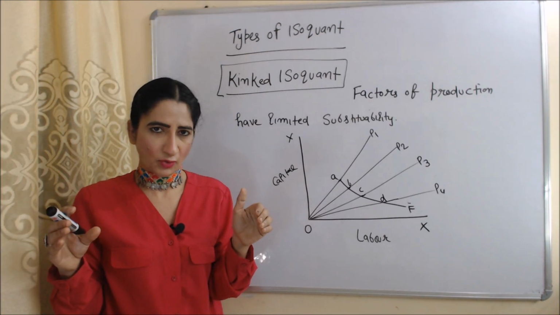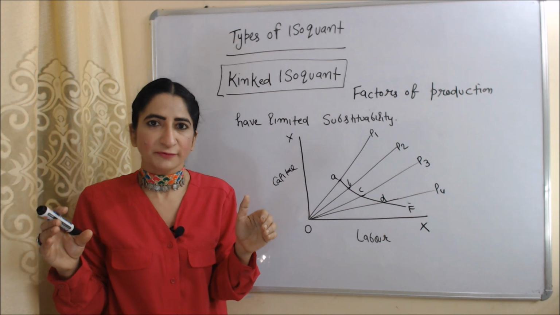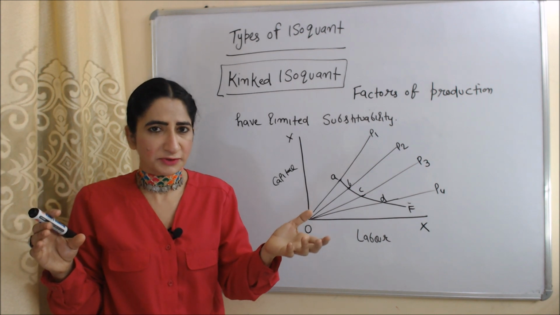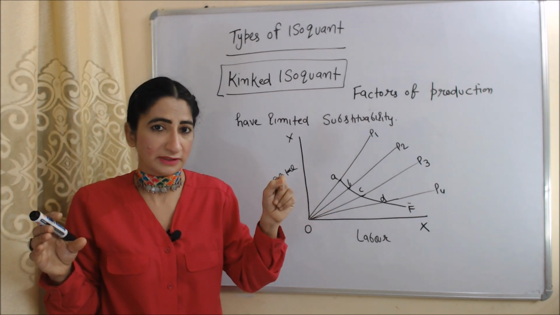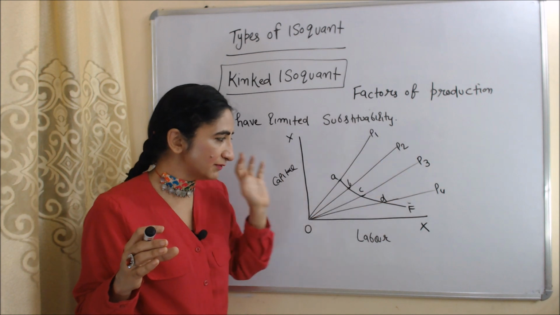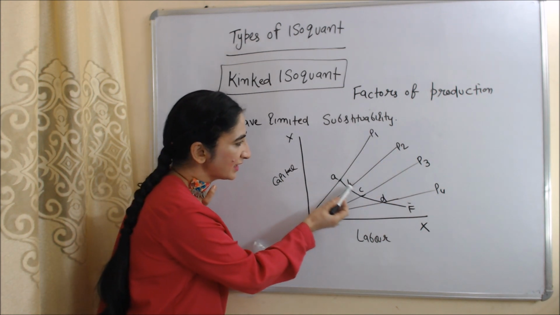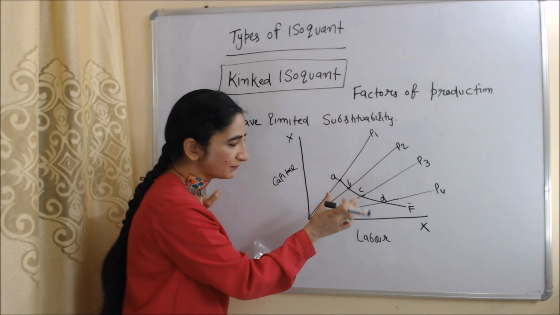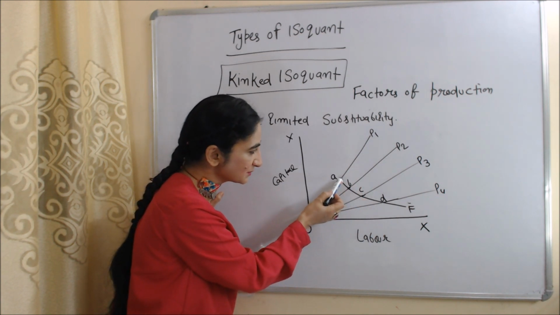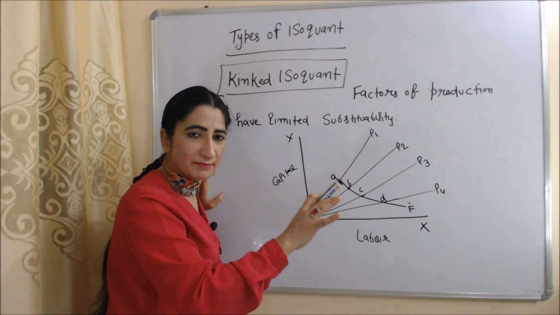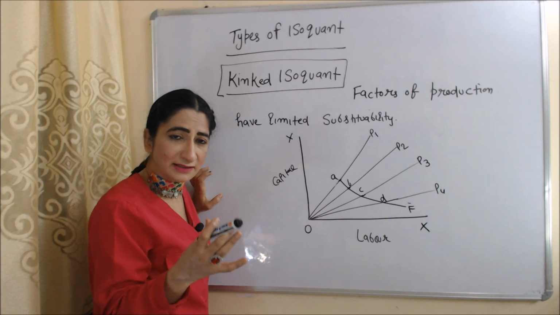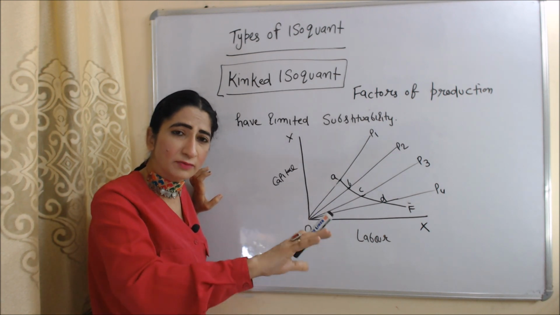Next is the kinked isoquant. According to the kinked isoquant, factors have limited substitutability. It means that up to a certain limit we can substitute the factors of production, but not beyond this limit. In this diagram you can see we have 4 methods of production, P1, P2, P3 and P4. Here you can see one kinked curve A, F, and we can substitute factors within the limit of this kinked curve. Or we can say that we can substitute factors of production within these points A, B, C, D, not beyond this point, because according to this isoquant, factors of production have limited substitutability.